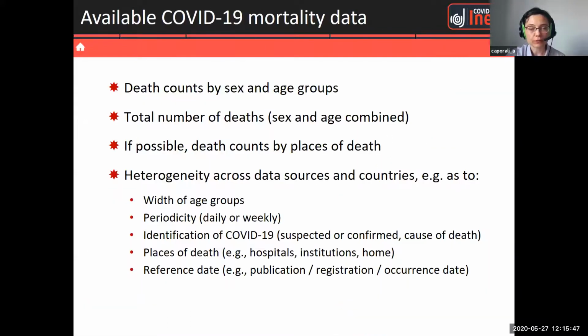For the available countries, we provide death counts by sex and age groups, total number of deaths, sex and age combined, and if possible, death counts by places of death. There is heterogeneity across data sources and countries as to the width of age groups. For most countries, we have 10-year age groups. We also document the periodicity, daily or weekly data; the way in which COVID-19 is identified, suspected or confirmed, the main cause of death or not; the coverage of the data as to the place of death, for example hospitals, institutions, home; and the reference date, for example, publication, registration, or occurrence date.